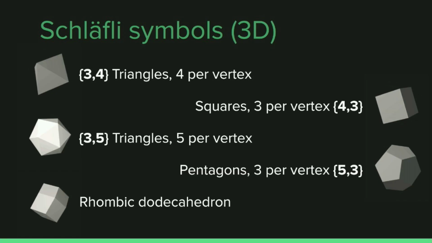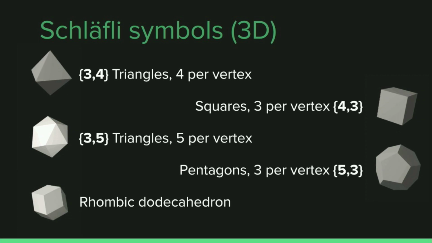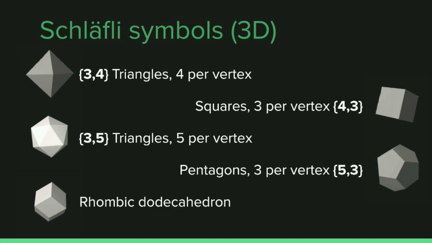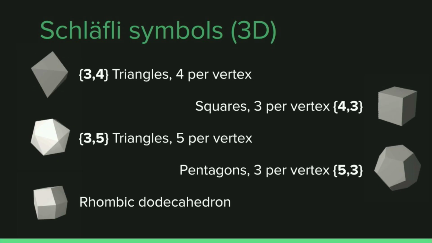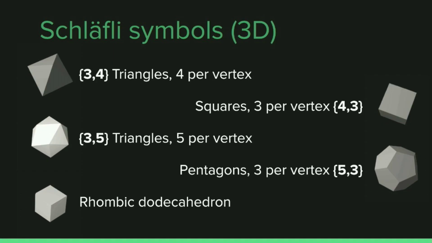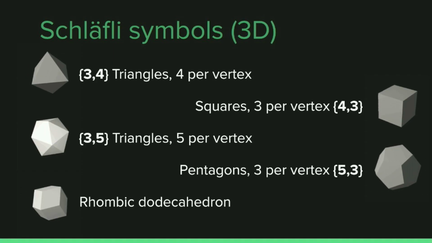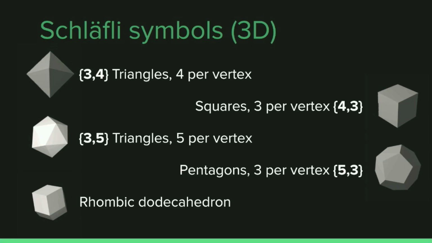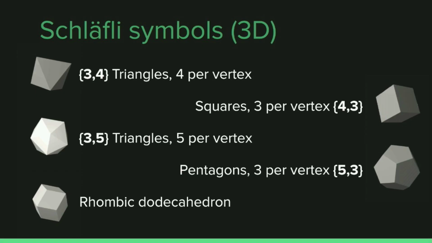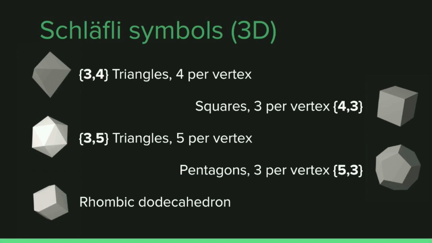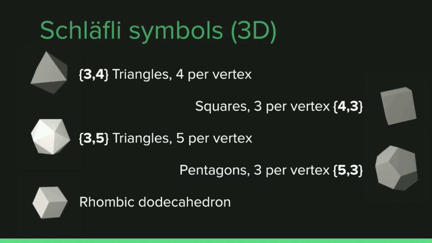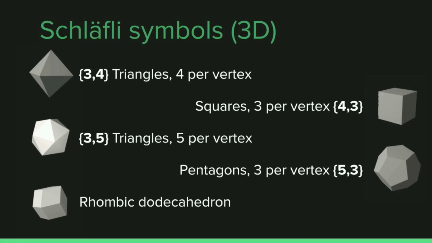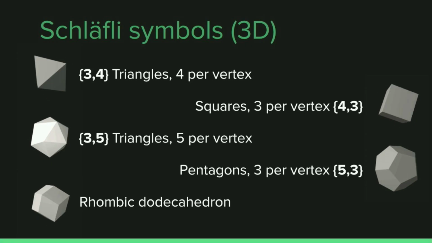What is interesting about these symbols is that you can extend them to higher dimensions. So when we start talking about polyhedra, we now need two numbers. Probably the easiest one to think about is the cube. We're saying here that we are starting with a square, so the number 4, and at each vertex, 3 of these squares are going to meet. This vertex configuration is going to give us a cube.